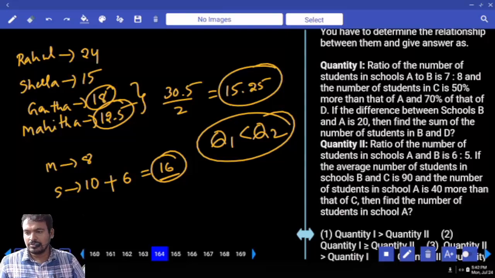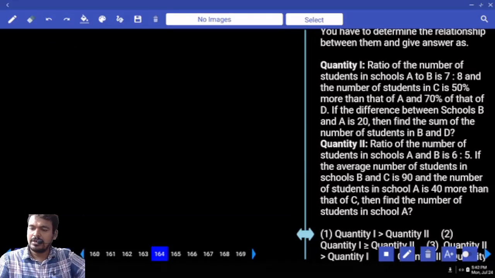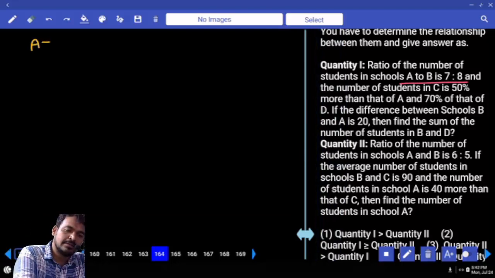Quantity 1. The ratio of the number of students in schools A to B is 7:8, and the number of students in C is 50% more than that of A and 70% that of D. If the difference between schools B and A is 20, find the sum of the number of students in B and D. What is the A to B ratio? 7:8. A is how many parts? 7 parts. B is 8 parts.